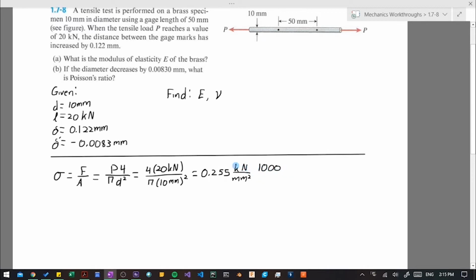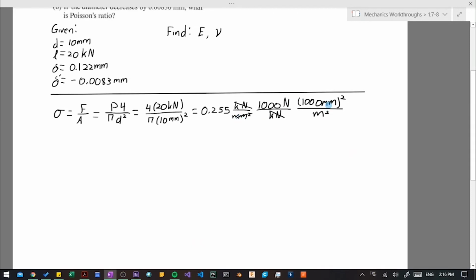So basically, the value we're trying to get rid of is on top, so we're going to put that on the bottom. And we're trying to go to newtons, so 1,000 newtons in a kilonewton. So this value right here is equal to 1, so we are allowed to multiply by it and cancel out these. And then to convert the square millimeters, we're going to put the millimeters on opposite side, so they cancel, and then meters on the bottom, and there are 1,000 millimeters in a meter, and they are squared. So we square the top and the bottom, and we can cancel those out, and we are left with our newtons over meters squared.